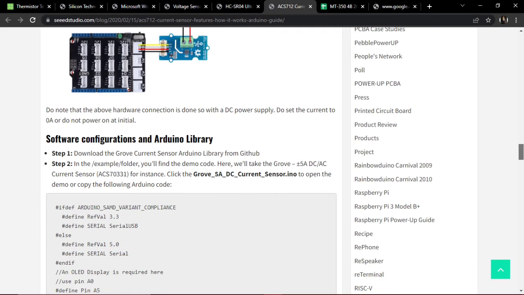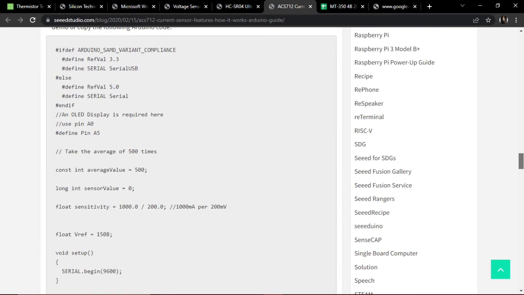Software configuration and the Arduino library is like that. Then we have this code for it.